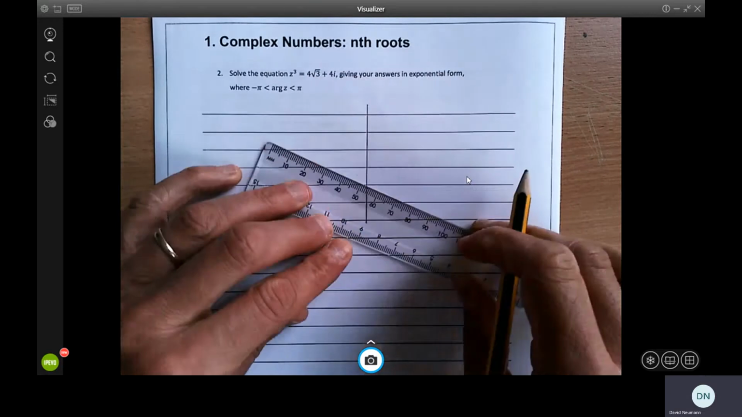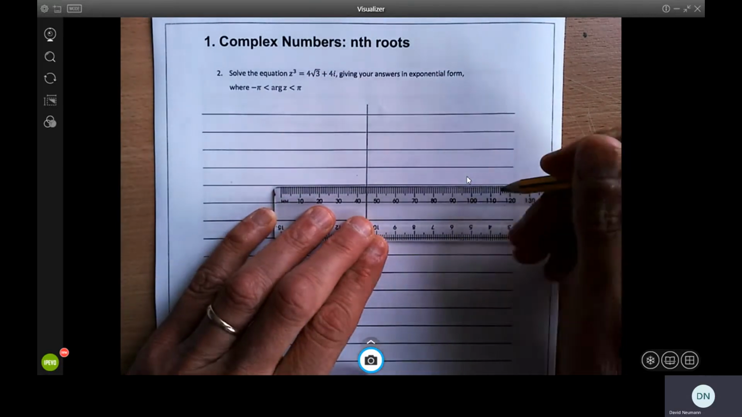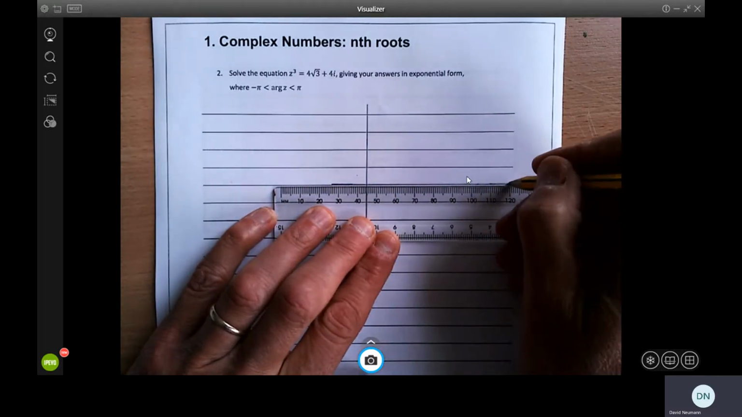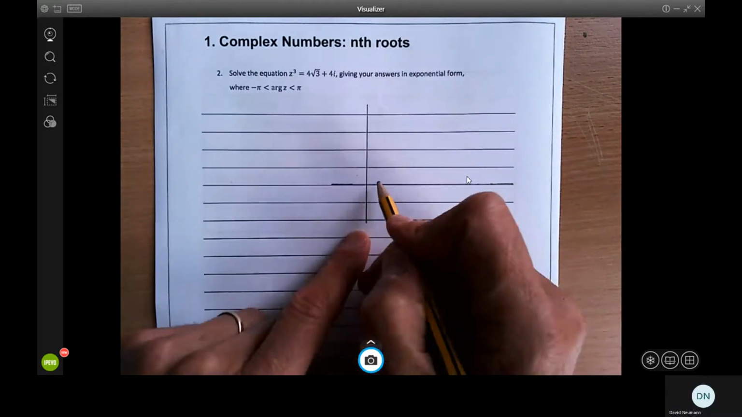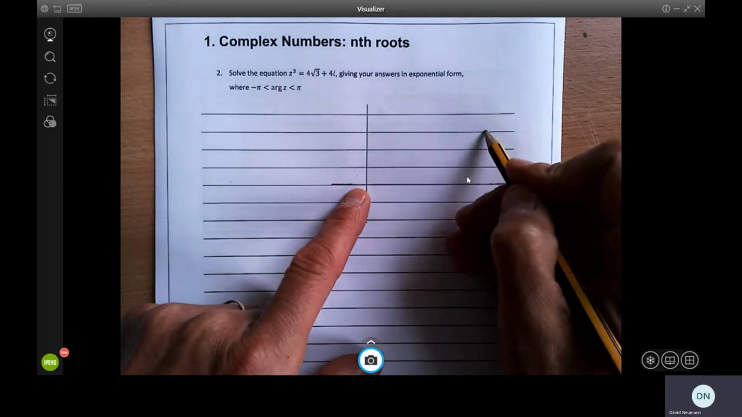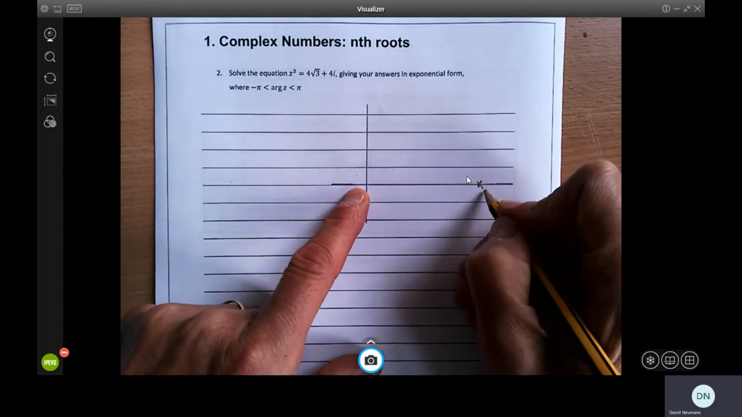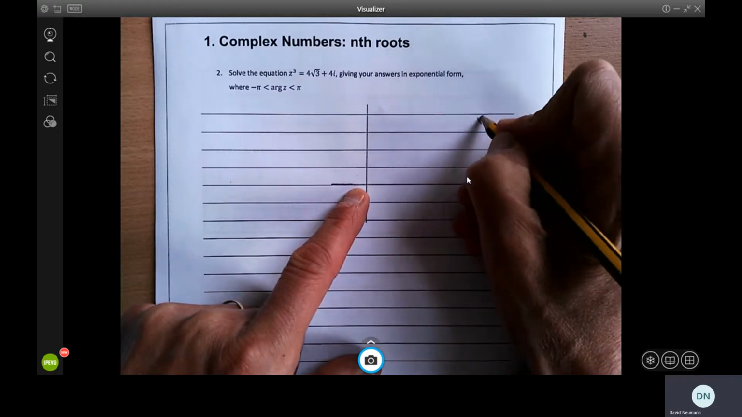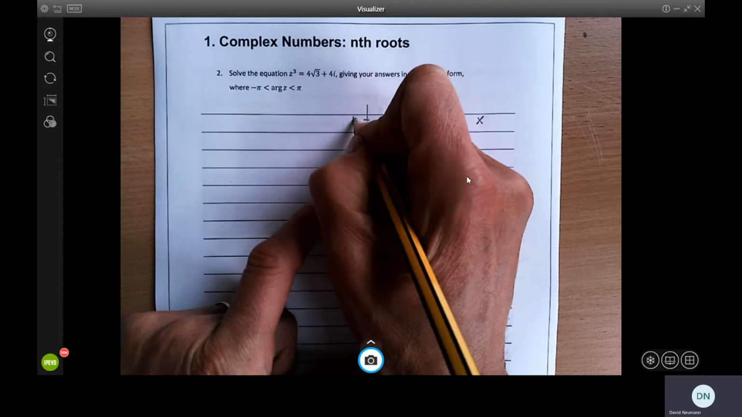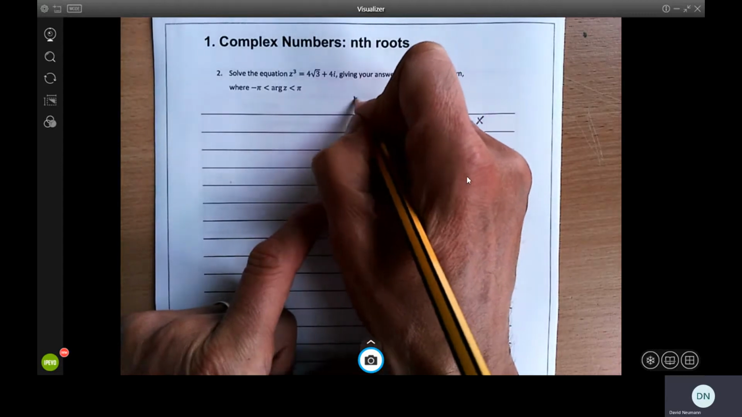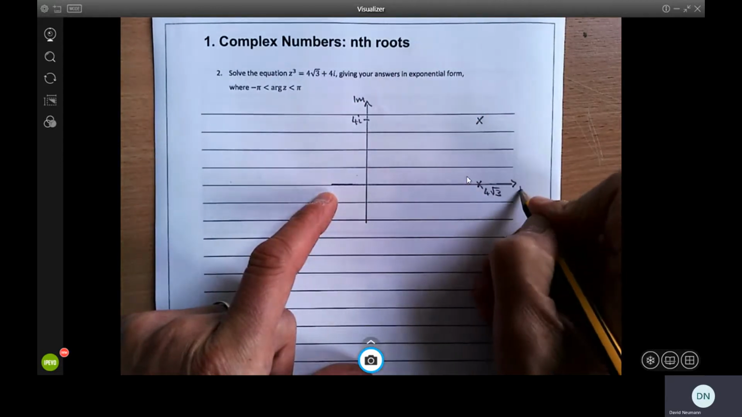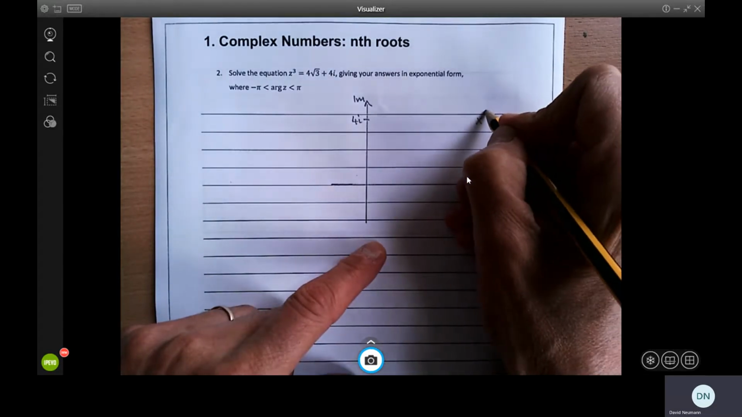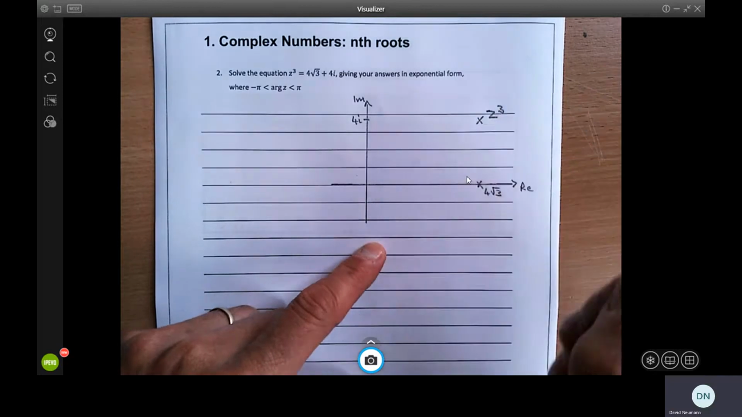So here's my Argand diagram, and I'm going to put not z on it, but z cubed. So it's 4 root 3 plus 4i. So let's put that in there. 4 root 3 plus 4i. So it's going to be somewhere like that. That's 4i. This is the imaginary axis. This is the real axis. And there is our z cubed.